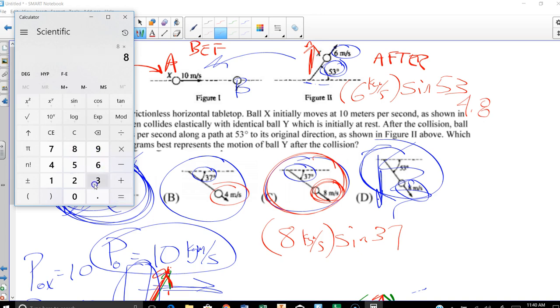8 times sine 37 equals 4.8, about that. So one's up, one's down, so they should cancel out. Make sure you're not in radians and that you know how to use your calculator.